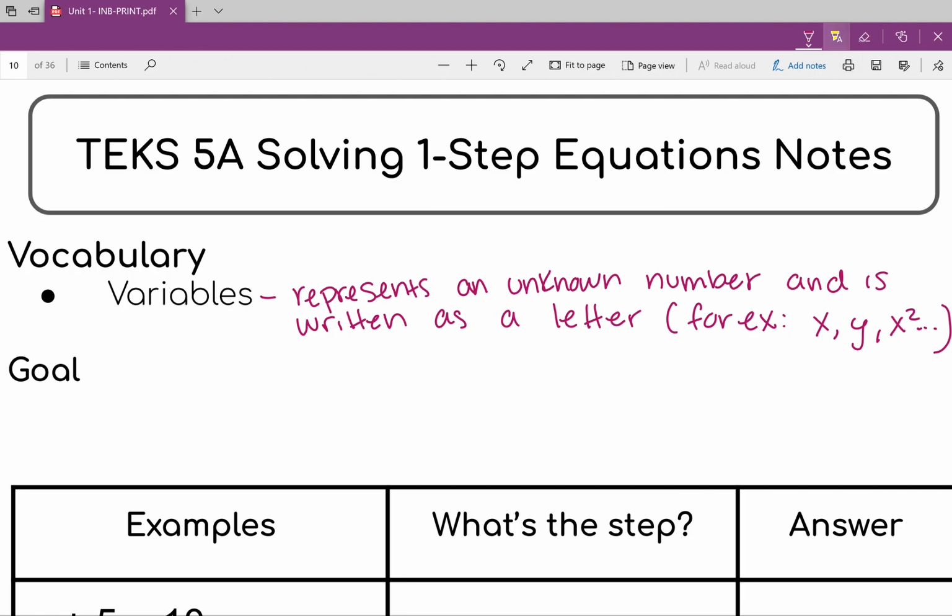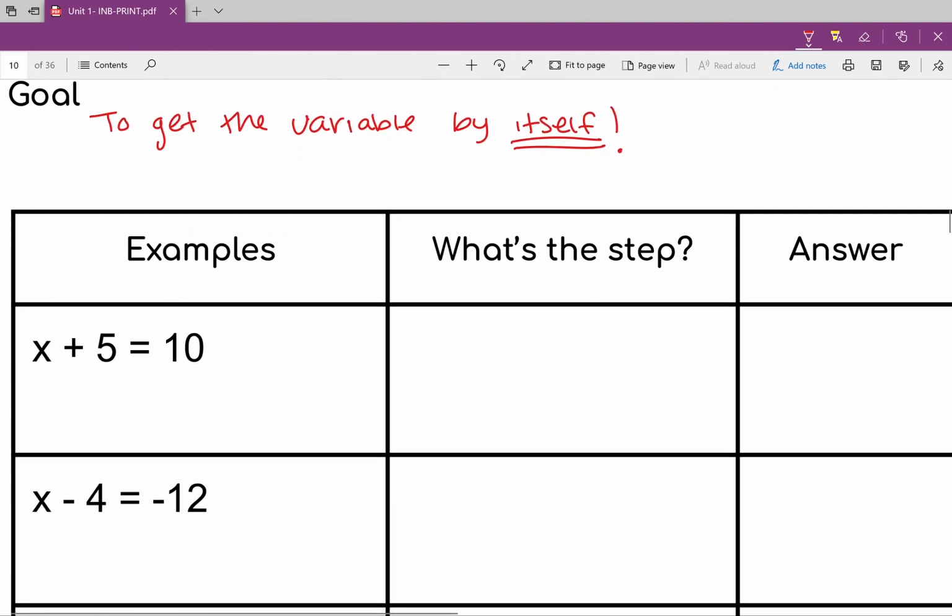Okay, our goal for solving one-step equations is going to be to get the variable by itself. Very important. Okay, so let's look at the first example.